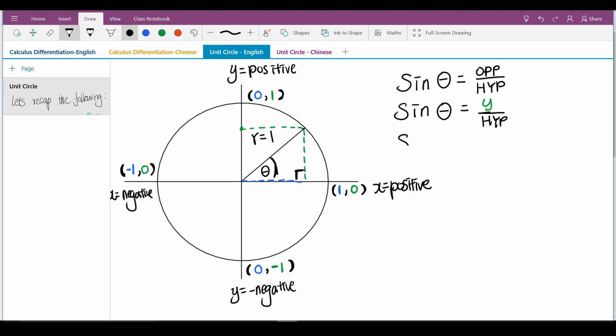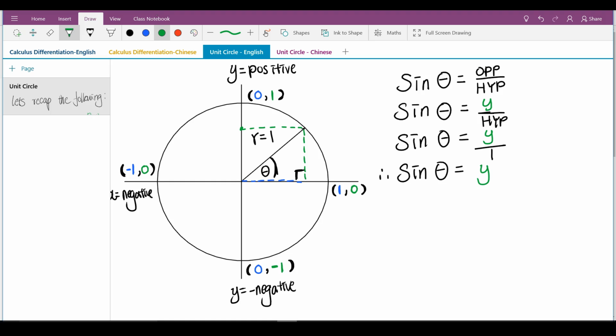So sine theta is equal to y over 1. Now anything over 1 is itself. It doesn't change, just like when it's multiplied by 1 or divided by 1, it doesn't change the value. So therefore, sine theta is equal to y.